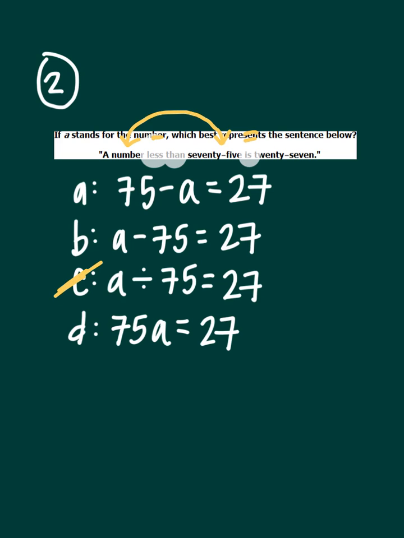Get rid of C and D right away. It says nothing about quotient or divided by, so C would not be correct. D is multiplication, 75 times A. It says nothing about multiplication. Less means subtract. So the answer here would be A, because you have to flip the order of 75 and the variable. I would imagine if most people missed this problem, they probably put B.